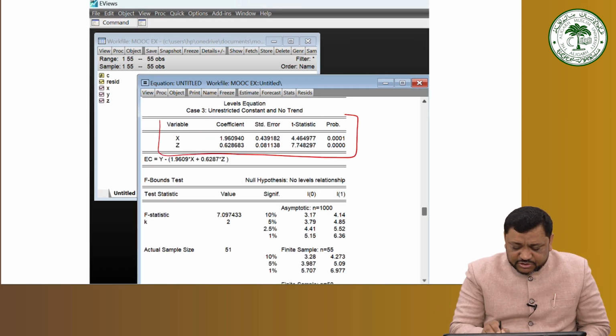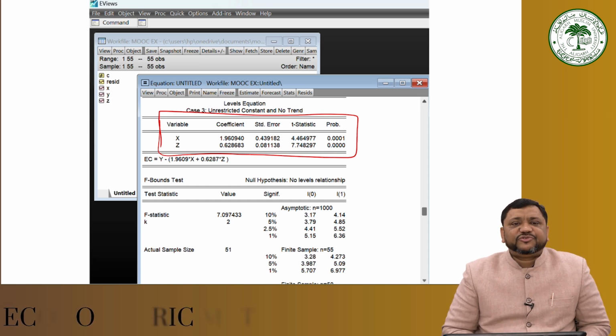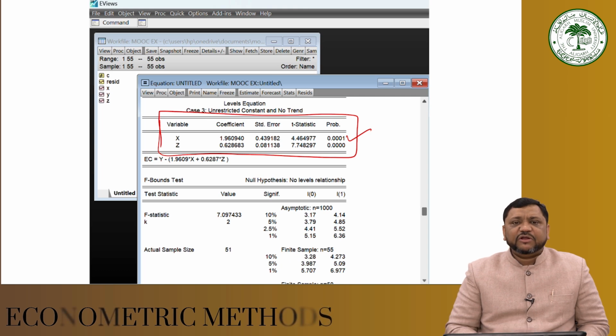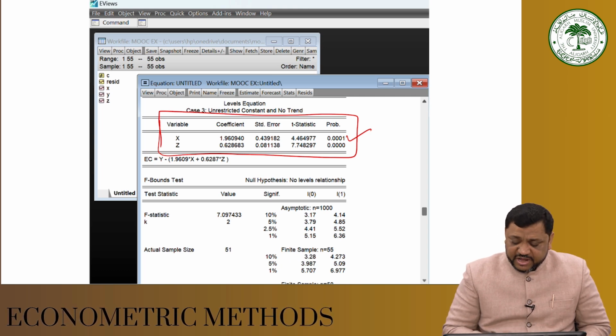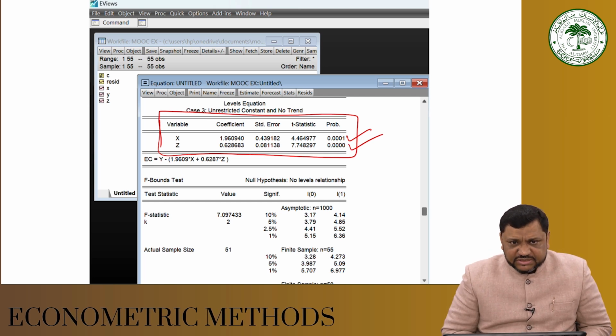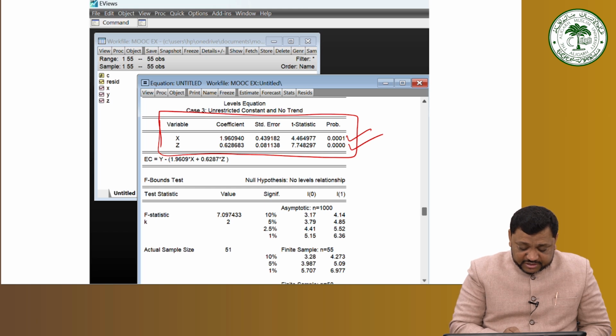See, this gives your long run relationship, and we see that the probability value of x is less than 0.05. It is significant. The probability value of z is also less than 0.05. So both the variables are significant. But first we have to check this bounds test.